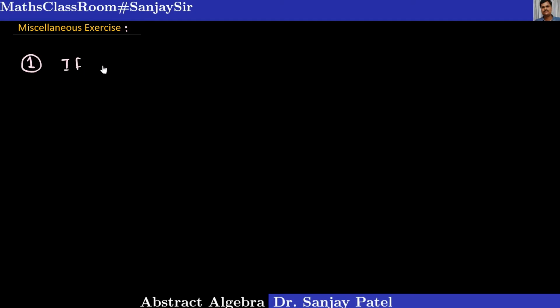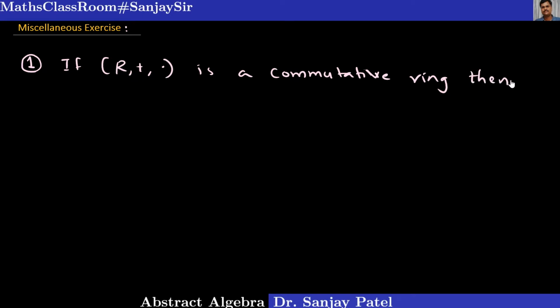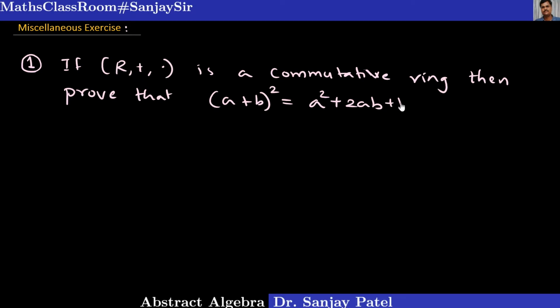If (R, +, ·) is a commutative ring, then prove that (a + b)² = a² + 2ab + b² for all a and b belonging to R.